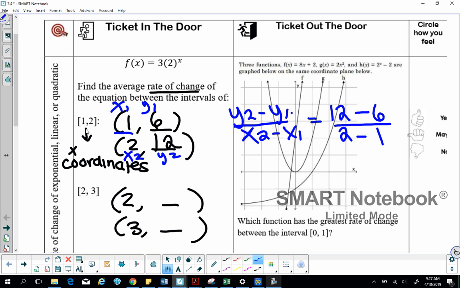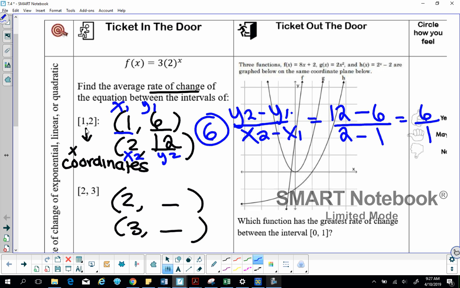And then you can put that right into your calculator, or you can do it by hand. What is 12 minus 6, and 2 minus 1? 1. So what's my slope, my rate of change? 6. Who got that? Yeah. All right, so then you do the same thing with the next one.